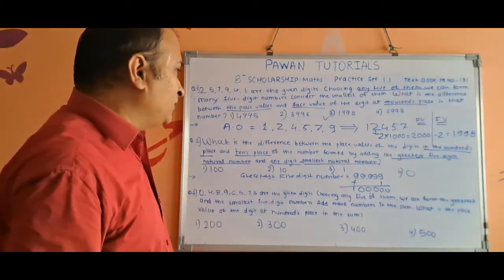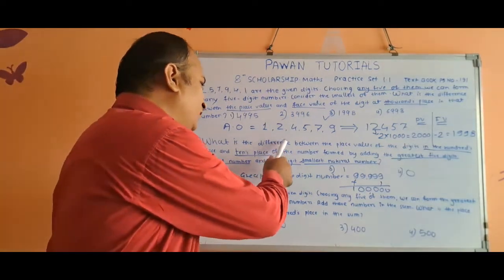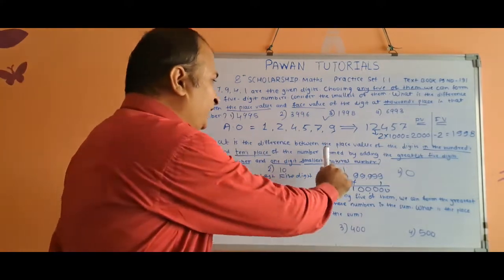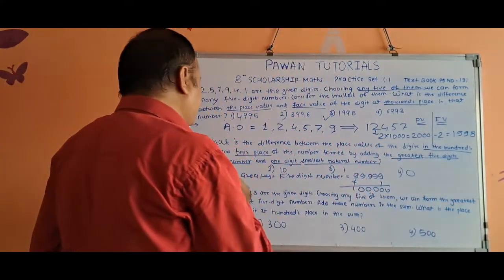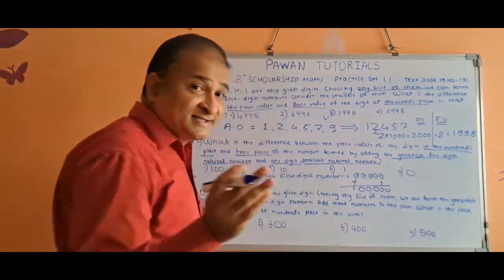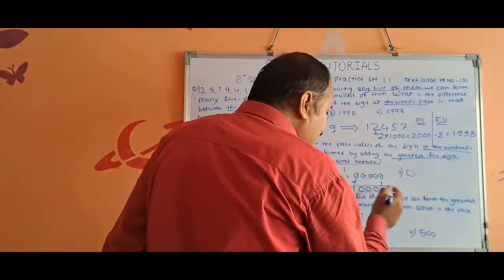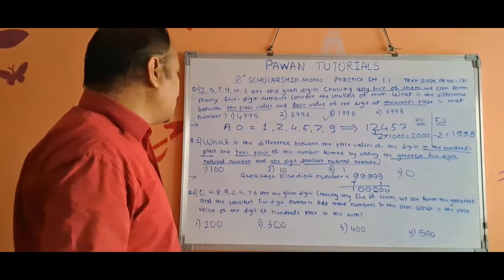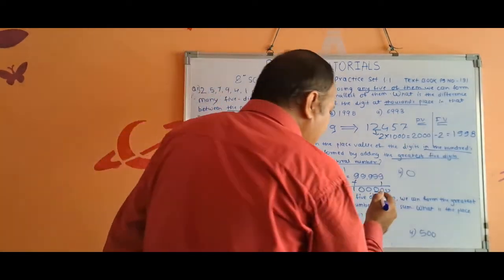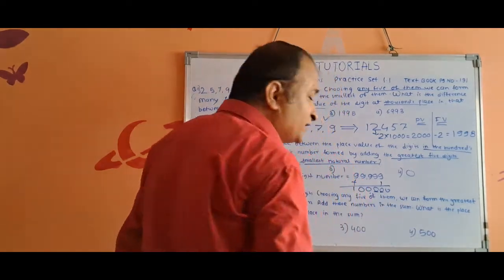We have to find out. See, look at the question once again. We have to find out the difference between the place value of the digits in the hundreds place and the tens place. Now, which digit is there at the hundreds place, students? Look at this. Units, tens, hundreds. 0 is there. Yes or no? And at the tens place? Yes, the tens place also has 0.